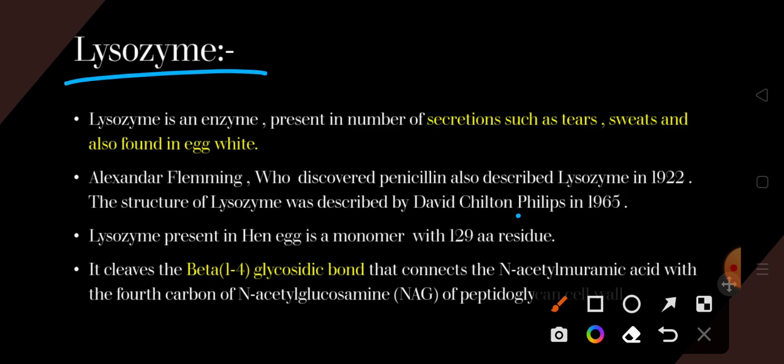This type of enzyme is very important and mainly breaks the beta 1,4 glycosidic linkage. So let's get started with the video, friends.